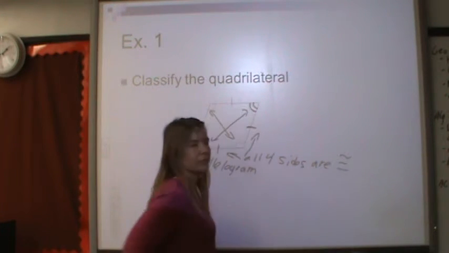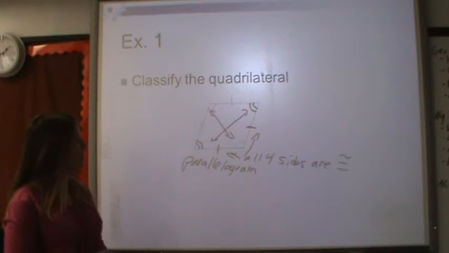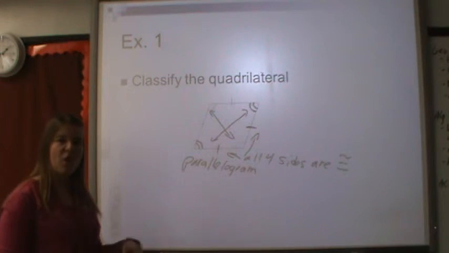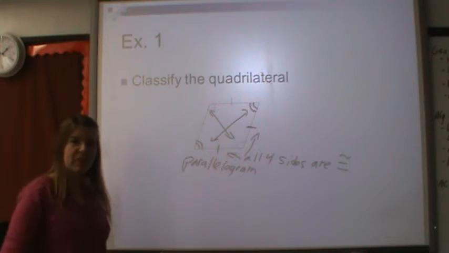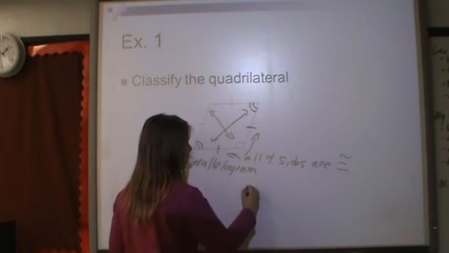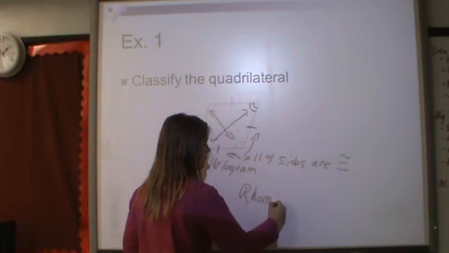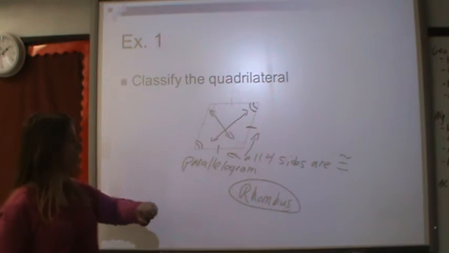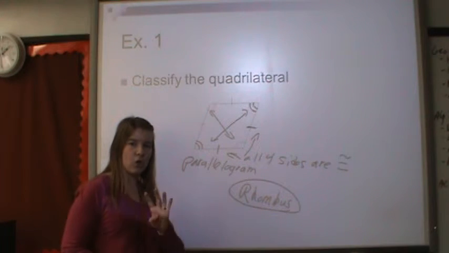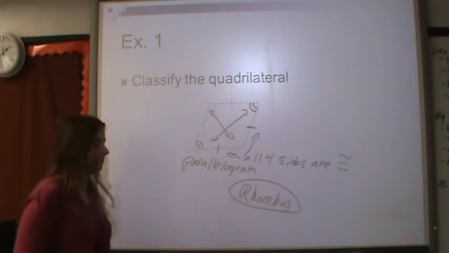Now if I pay attention to every single one of these, that means all 4 sides are congruent. So we have to look back and see which kind of shape had all 4 sides congruent. I believe that was a rhombus, so this should be a rhombus. That is our more specific name for this shape. So don't call it a parallelogram, it is a rhombus because all 4 sides are congruent.